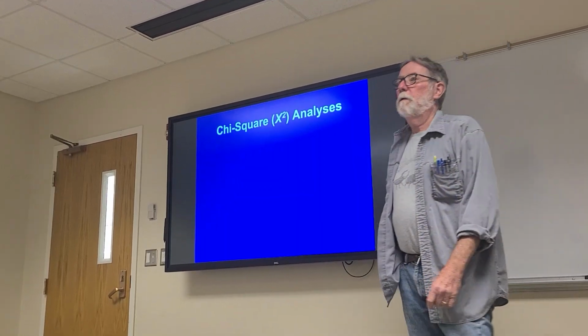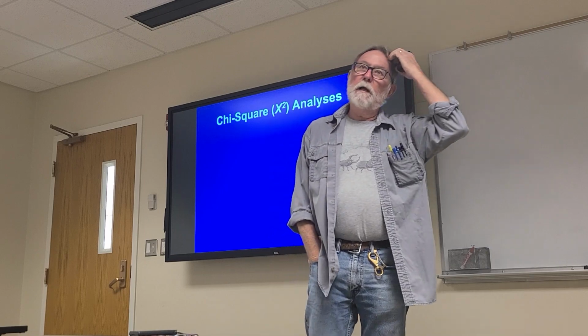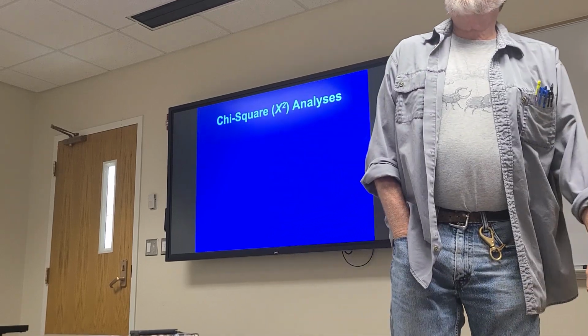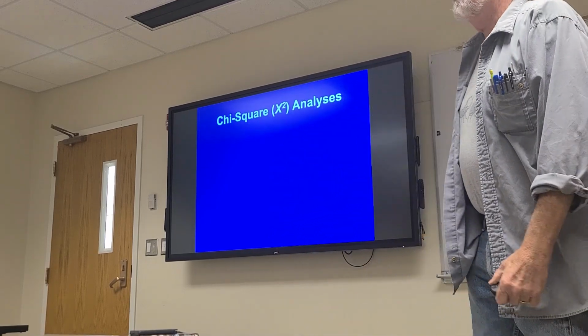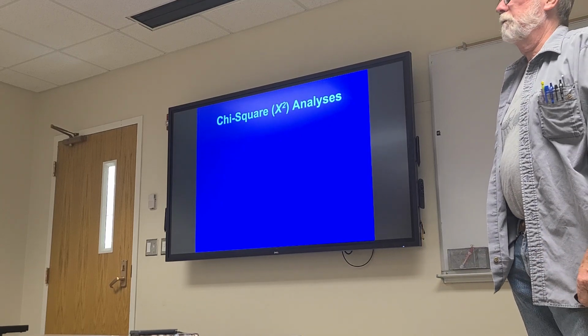We talked about ANOVA. We talked about a post hoc test for ANOVA. We talked about correlation and regression. And this is the last one. This is chi-squared. Chi-squares are a little bit different. Well, all of these tests are different from each other, which is kind of an important thing.